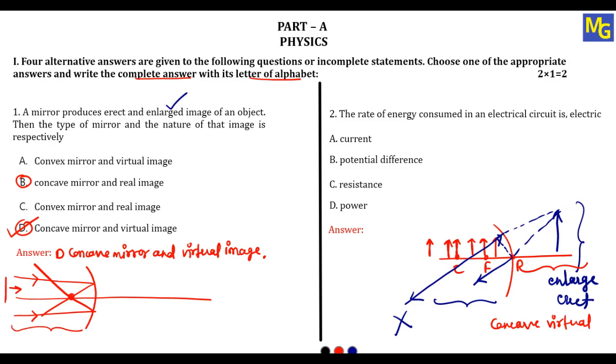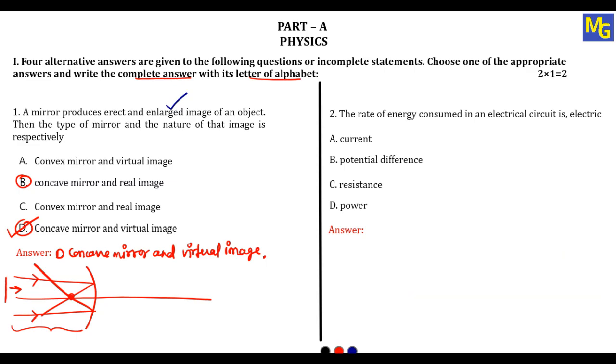Now we are going to move on to question 2. Let me clean this page first. Now the multiple choice question number 2 we will read. The rate of energy consumed in an electric circuit is electric... So we have to complete this sentence. So it is what? Electric current, electric potential difference, electric resistance or electric power. This we have to complete the sentence.